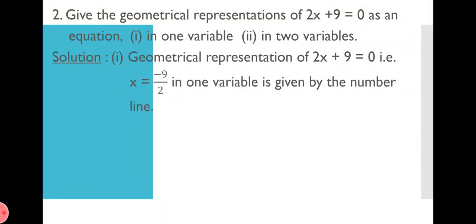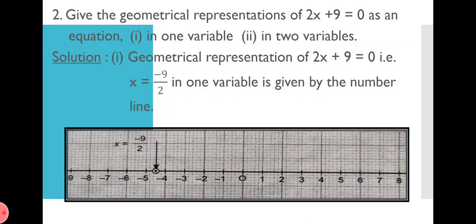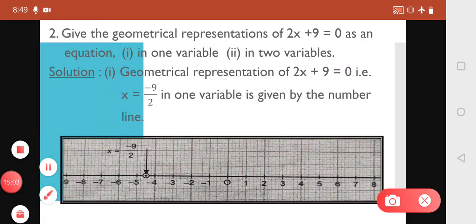So let's represent x equal to minus 9 upon 2 on the number line. First we draw the number line, and then we have to plot minus 9 upon 2. You know that negative values come on the left hand side of the number line, so we will plot the number 9 upon 2, that is 4.5. It will come between minus 4 and minus 5. So here you can see the value of x is between minus 4 and minus 5. So this is the value x equal to minus 9 upon 2.